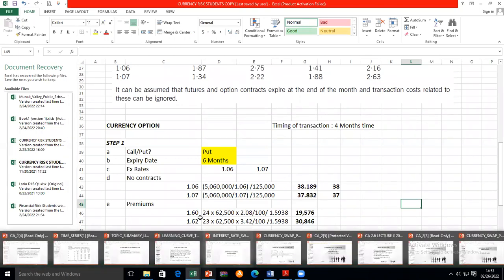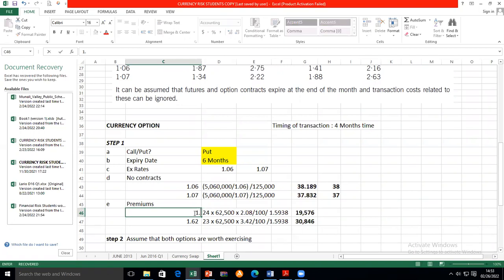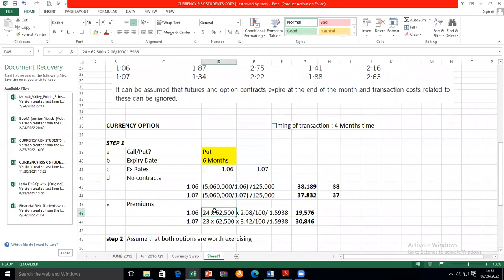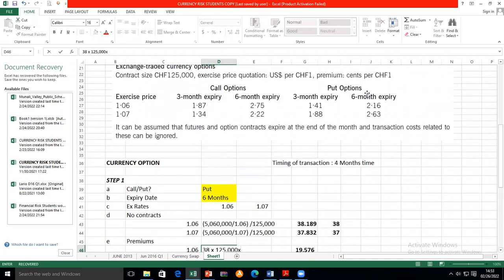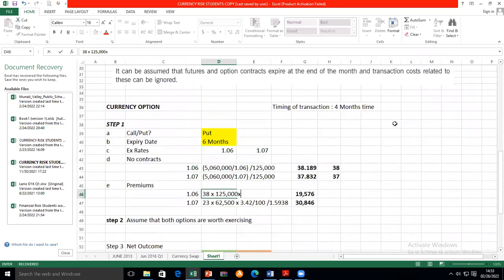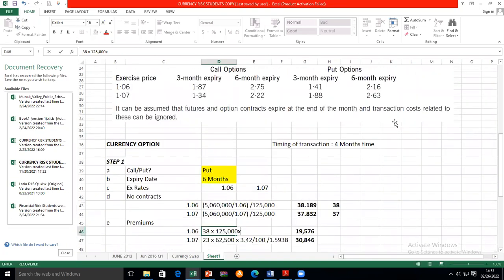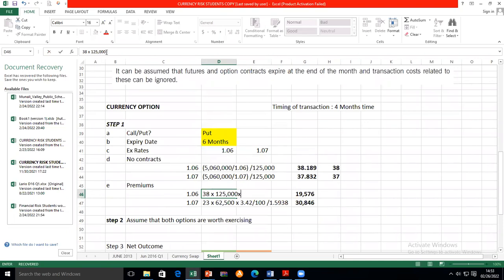Let's calculate the premiums. Take 8 contracts, multiply by 125, multiply by how much is the put option expiring in 6 months? What's the price?